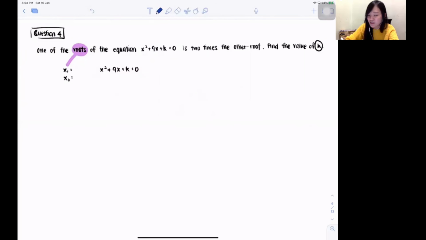Again, they give you the general form. Let's try ABC out first, okay? X squared in front is your A. Your A is 1. X in front is your B. Your B is 9. The one without X is your C. Your C is k. So I already got everything, correct?